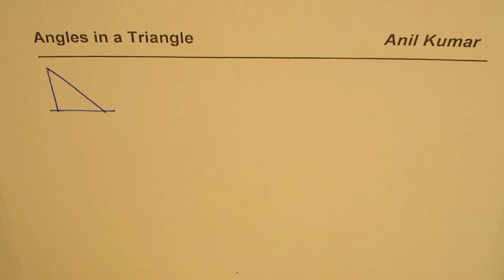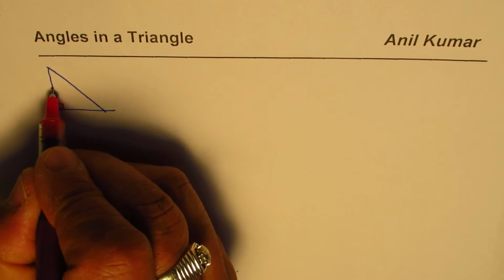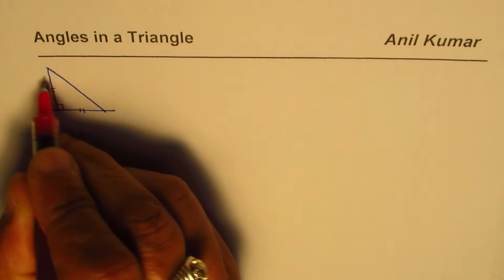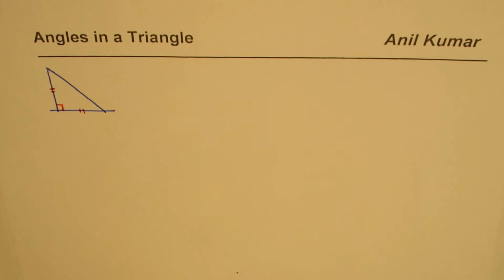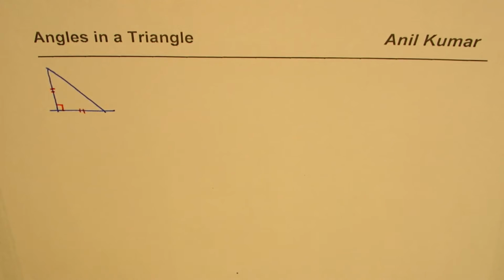So the first one here is a right triangle in which two sides are equal. I'd like you to find the other interior angles. Okay, so that's the first diagram.